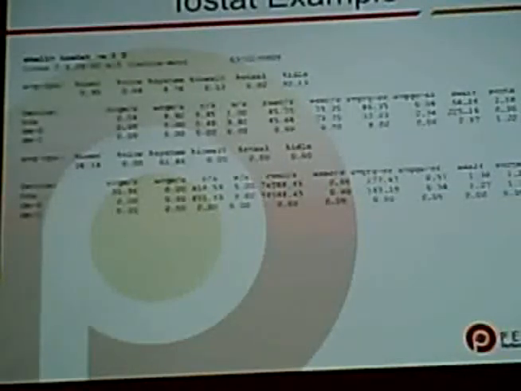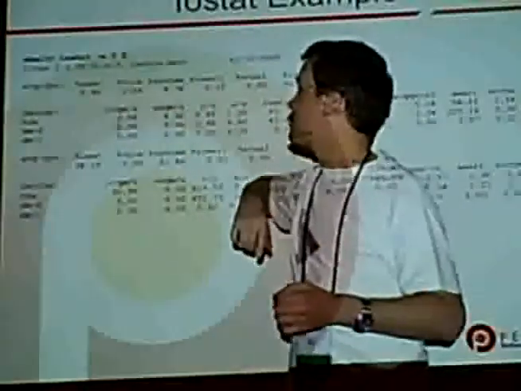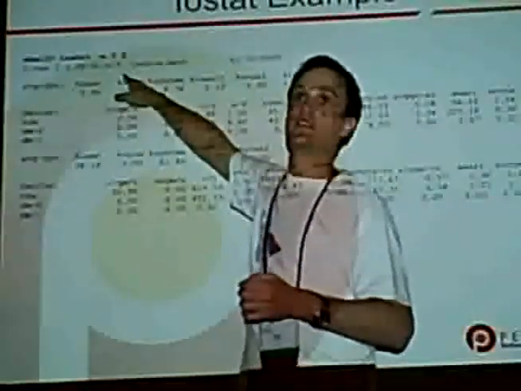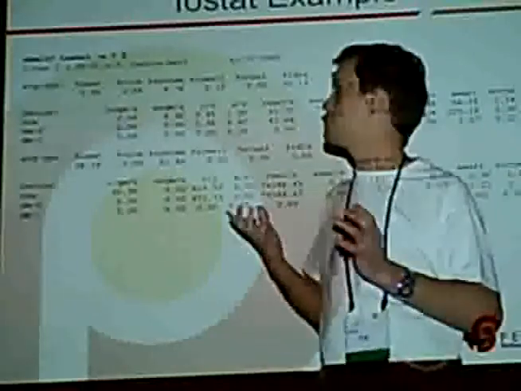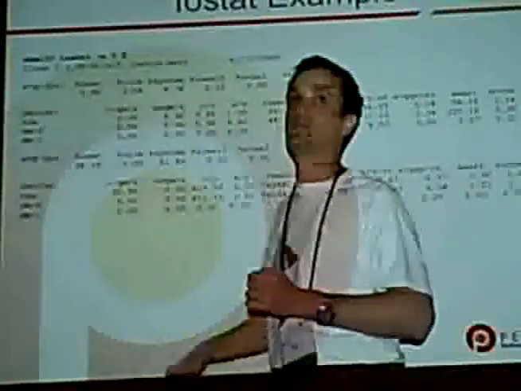The arguments to iostat are a similar sort of thing to vmstat. I did -x for extended. I wanted a bit more information than the default output. And I said 1 second intervals, give me 2 of those. And I have to discard the first interval and really just look at the second one.